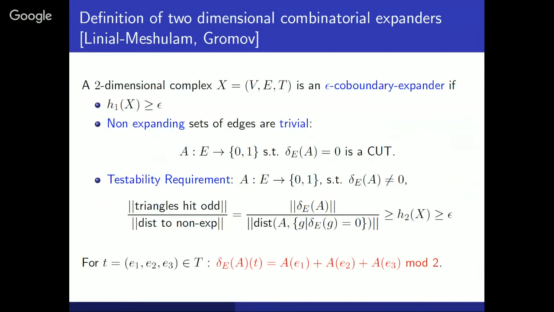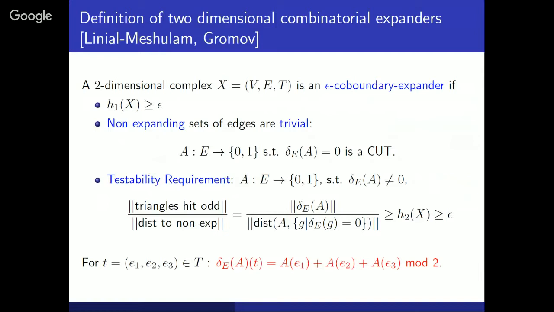So only the trivial ones are non-expanding, and the ones that expand should expand in proportion to the distance from the non-expanding set. So if something has a non-zero boundary, then it should expand a lot. It means that the number of triangles that it hits an odd number of times, the number of triangles in its boundary, should be proportional to its distance from the non-expanding sets, like we had in the one-dimensional case. So we require some kind of a high-order Cheeger measure of the relation between edges and triangles, and we also require the one-dimensional Cheeger.